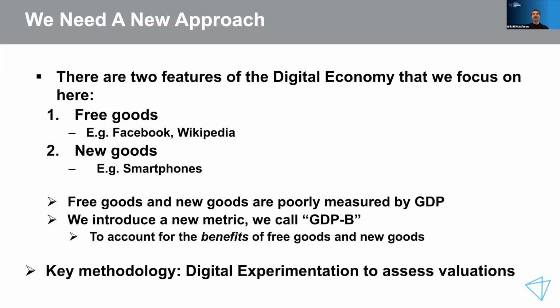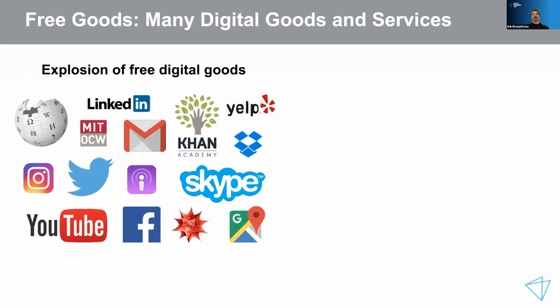So our metric GDP-B for benefits seeks to measure not the spending or the production, but the consumer surplus or the benefits. And we're using these digital experiments to go after that in a way that really would have been difficult, if not impossible, previously. And I think you all know there's been an explosion of free goods, including this Code seminar on Zoom that people have access to.